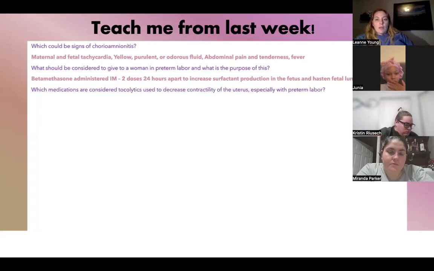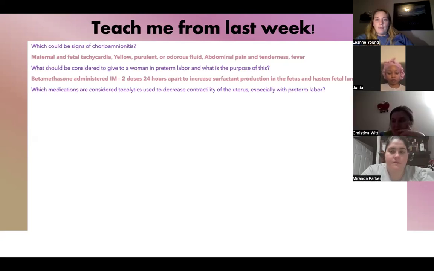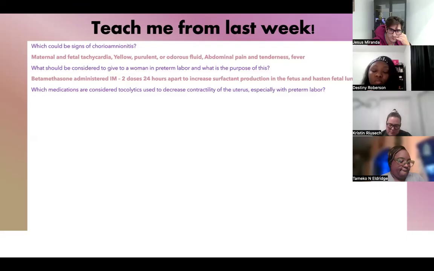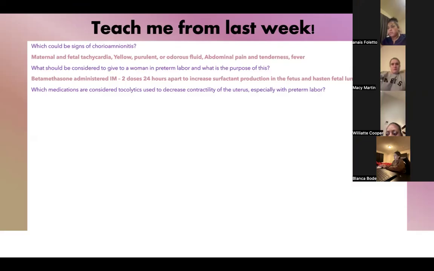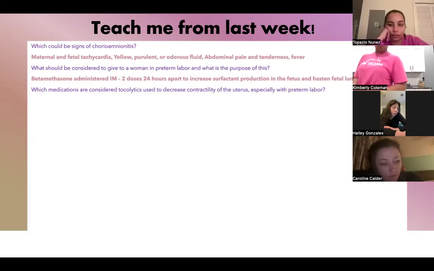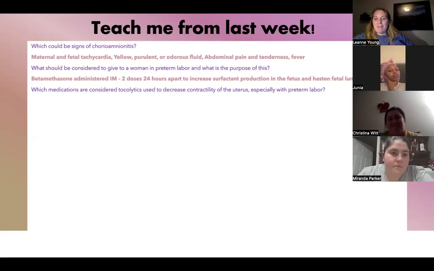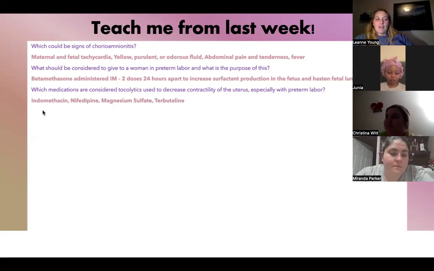What meds are considered tocolytics used to decrease contractility of the uterus, especially with preterm labor? Terbutaline. Yep, we can give terbutaline. I forget how to pronounce the other one, but it starts with an N. There's an I and an F somewhere in there. Yes, you're on the right track. Nifedipine. Yeah, I think I said it right. Yep, nifedipine. So here are our four. We have indomethacin, nifedipine, magnesium, and terbutaline.